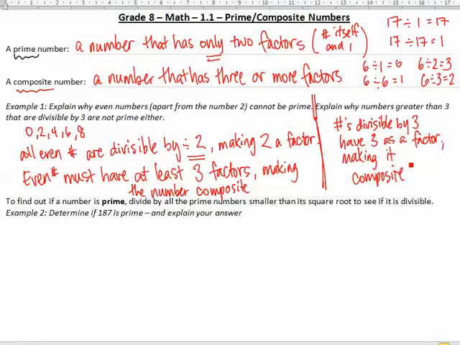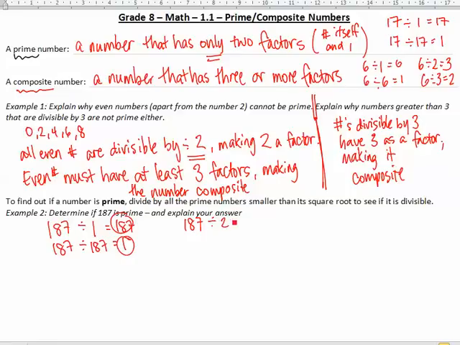So, let's see if 187 is a prime number. So we take 187. Well, we know definitely its partners are 1 and itself, because 187 divided by 1 is 187, and 187 divided by 187 is 1. So these are at least our 2 factors. Well, we have to see if there's other factors as well.